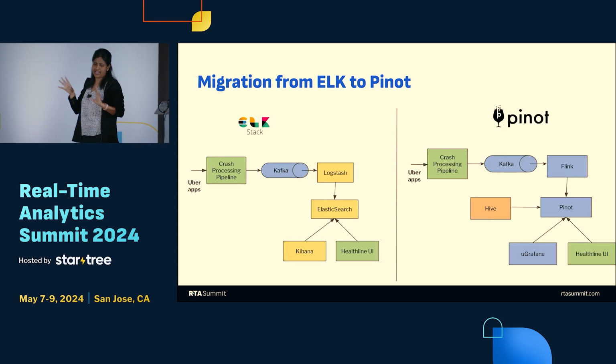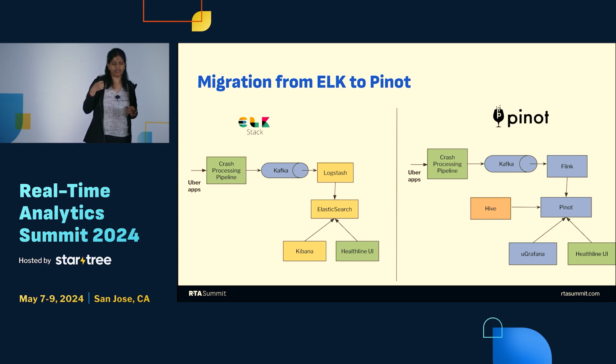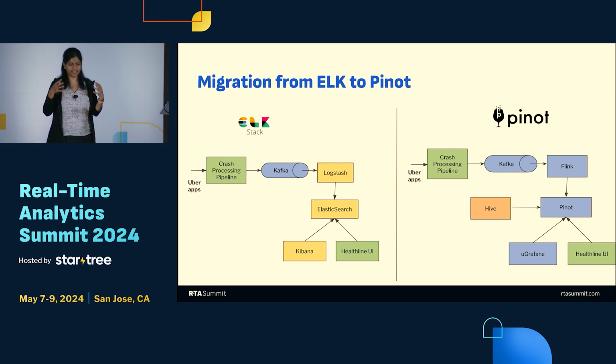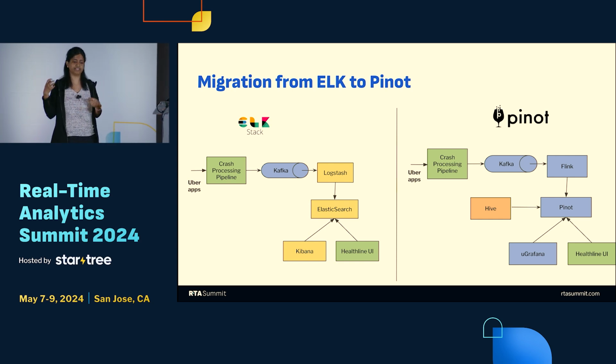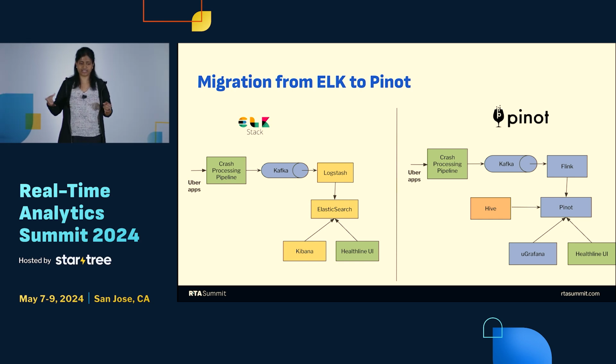So this is a very high-level diagram of how the stack looked. There is a crash processing pipeline which is processing the crash events from all the Uber apps. They go through some service, and the service logs all this information, and then the crash processing pipeline processes them and emits into a Kafka topic. And from that Kafka topic, Logstash, similarly, does some kind of transformation and processing, and then puts it into Elasticsearch.